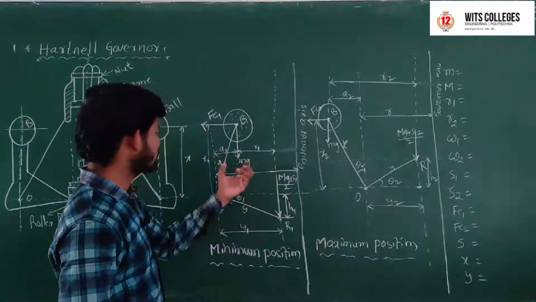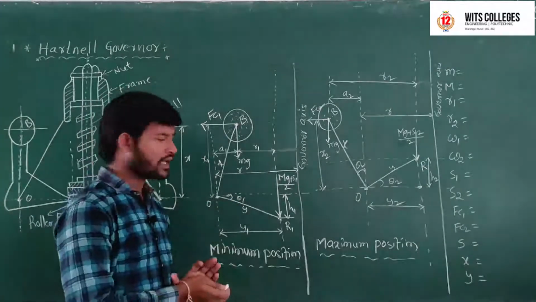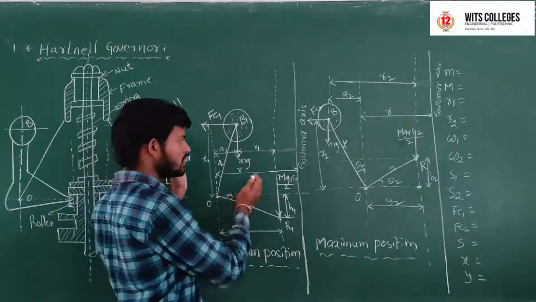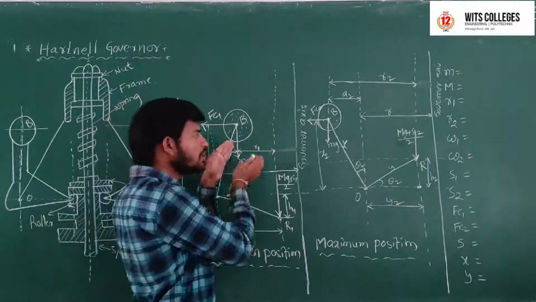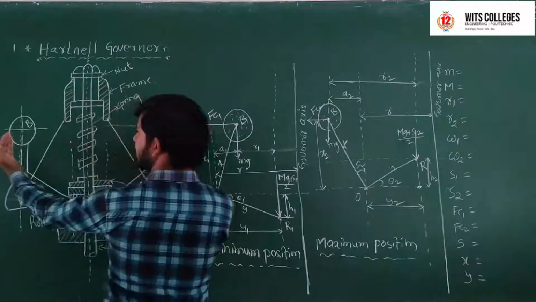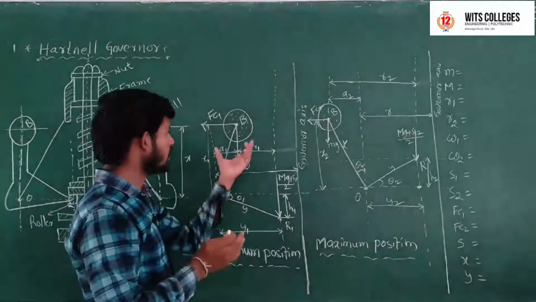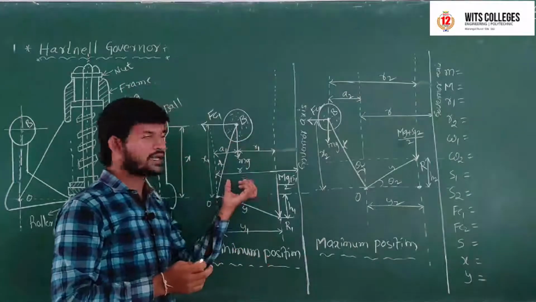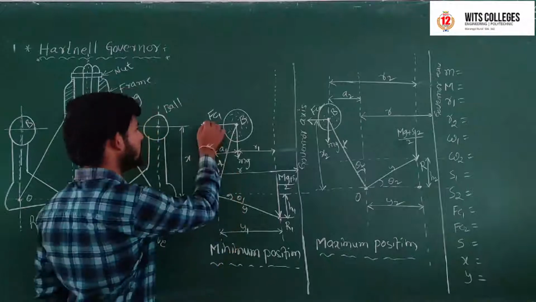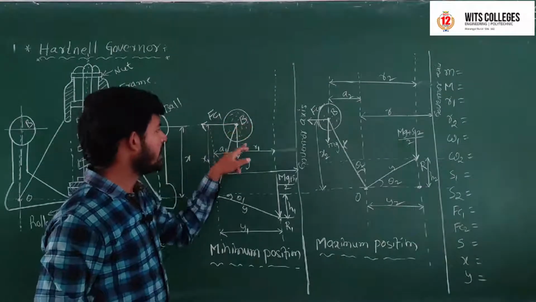Let us see the first one, the minimum position. Here the speed of the governor is very low. Then the balls move towards the governor axis, towards the center. Here the force obtained is the centrifugal force, that is Fc1, this is the B and mg.